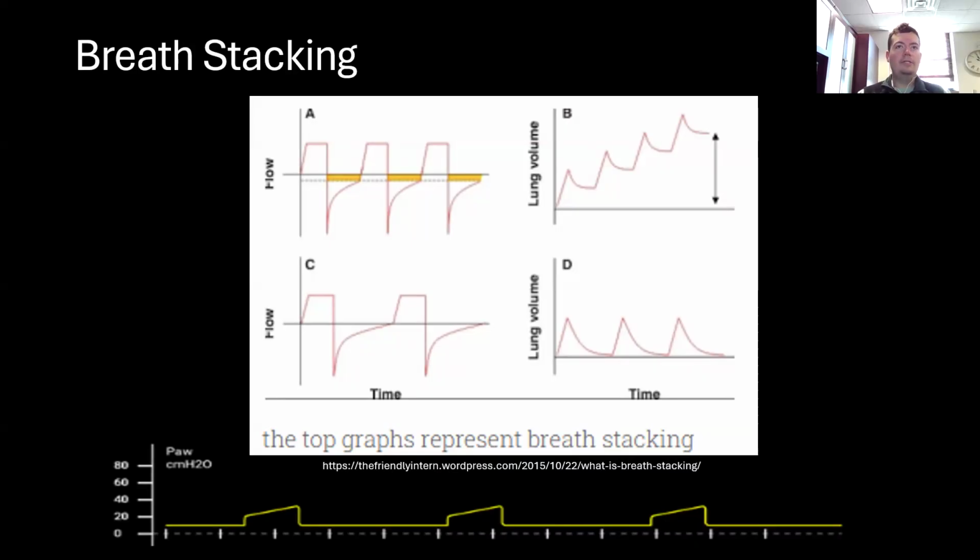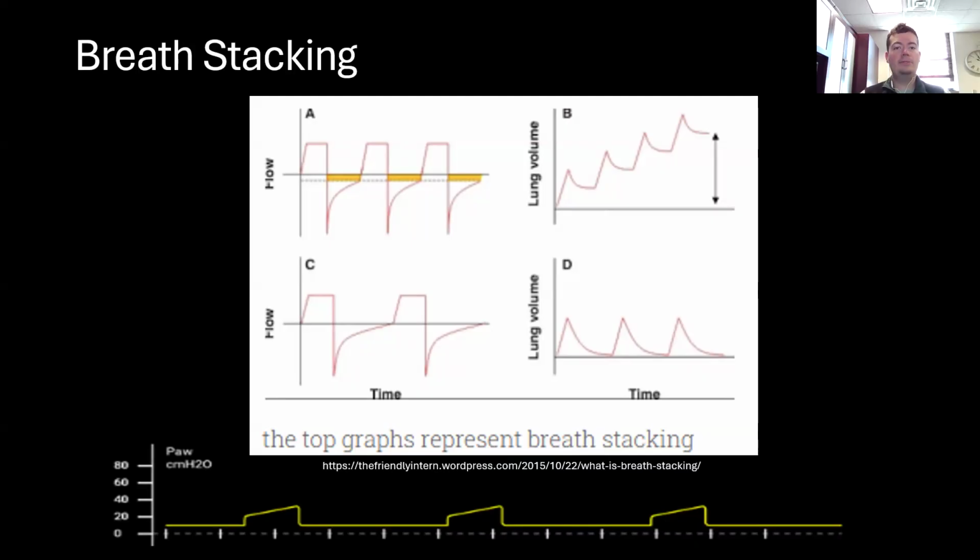The graphic that we have on this slide here is really, I think, a helpful illustration. Images C and D represent a patient who is not breath stacking. In image C, the part of the waveform above the horizontal axis shows inspiration, and the part below shows expiration. You can see that the flow is going to return to zero, which is the horizontal axis, before the next breath is inspired. Figure D shows the lung volume of the same patient over time. Here you can see that the volume increases with each breath, but returns to baseline after each expiration.